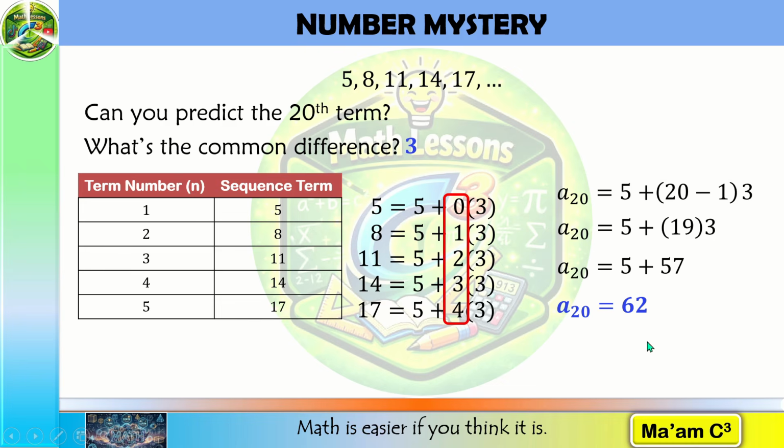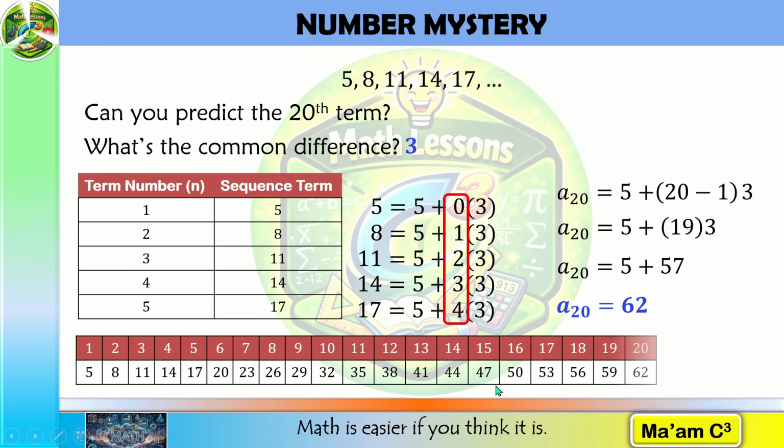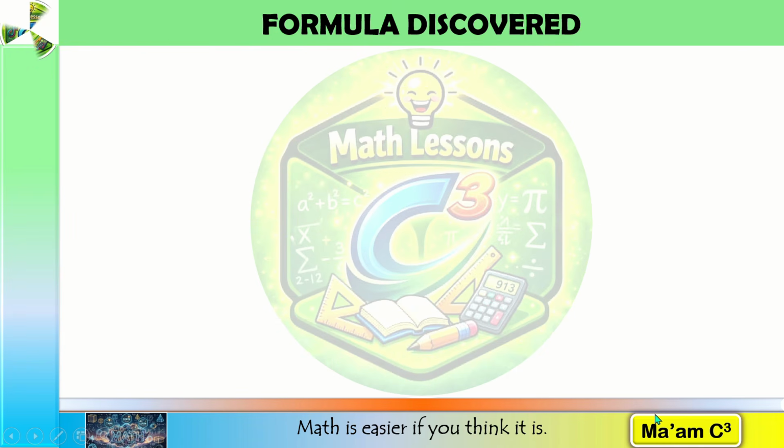Are you convinced? Let me enumerate the terms from 1 to 20 using this sequence. So this is term 1, term 2, term 3, term 4, all the way to term 20. And yes, the 20th term is 62. Great! Now let us discuss further about that formula we discovered.